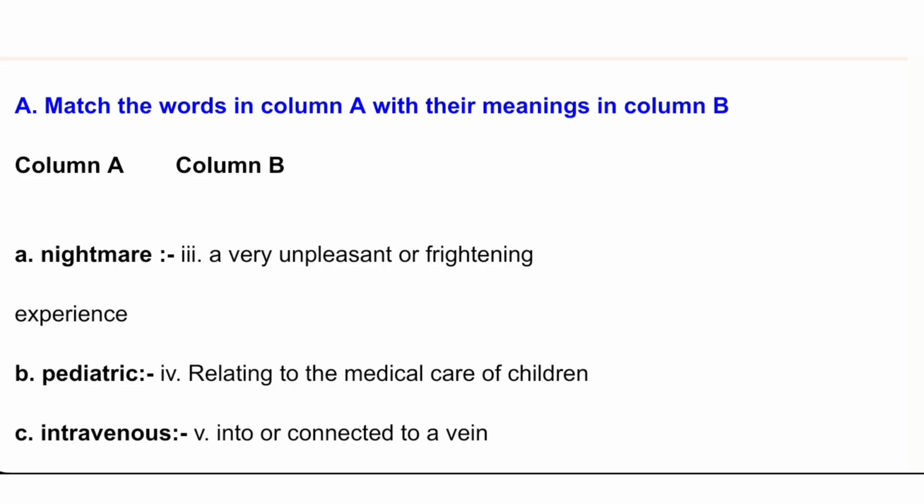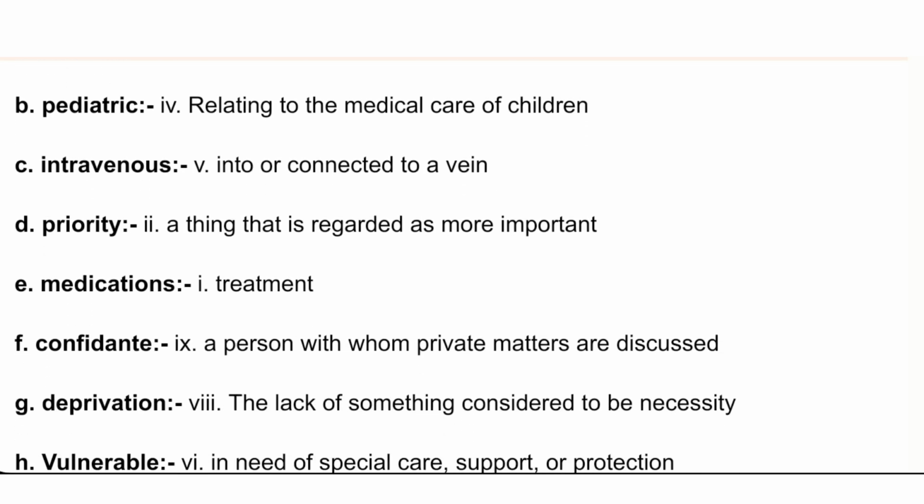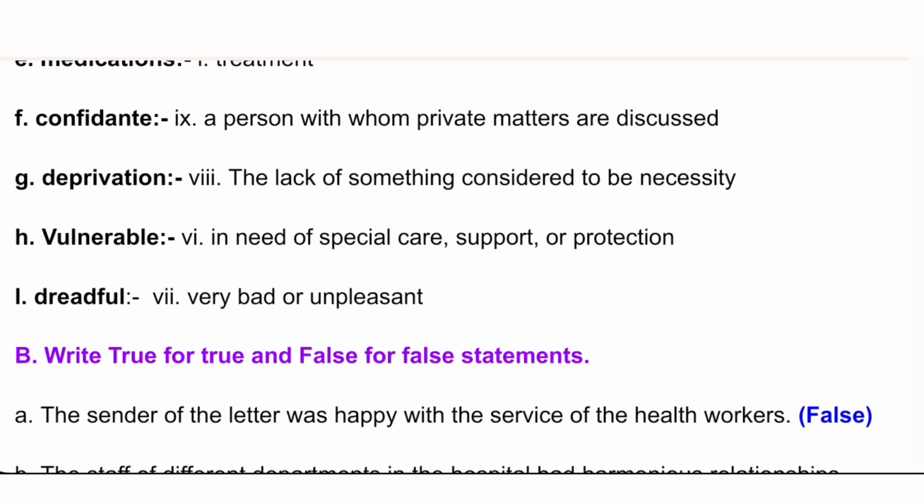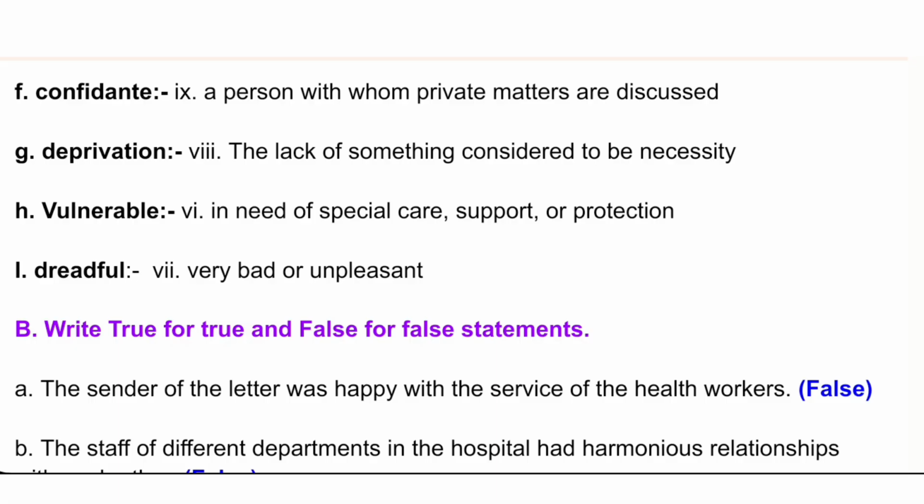B. Pediatric: relating to the medical care of children. C. Intravenous: into or connected to a vein. D. Priority: a thing that is regarded as more important. E. Medications: treatment. F. Confidant: a person with whom private matters are discussed.